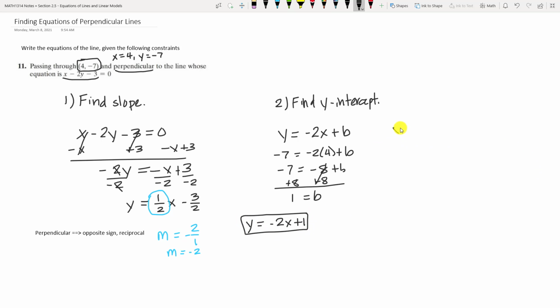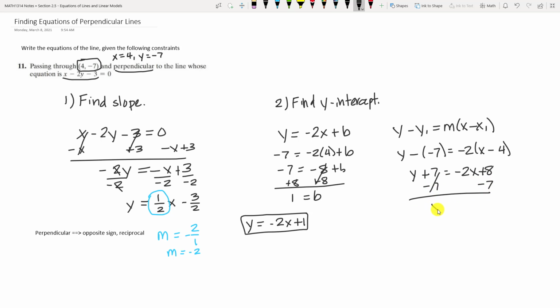Some of you may be familiar with the point-slope form. If you have it in your brain already, you can use that, but this is not another thing that you have to memorize, though some students prefer to do this. Here you would write y minus, and my y coordinate, as we said earlier, was -7, and my slope was -2, and we write x minus x1, which was 4. When we simplify this, we get y plus 7 equals -2x plus 8. Now we subtract 7 from both sides, and we get y equals -2x plus 1.